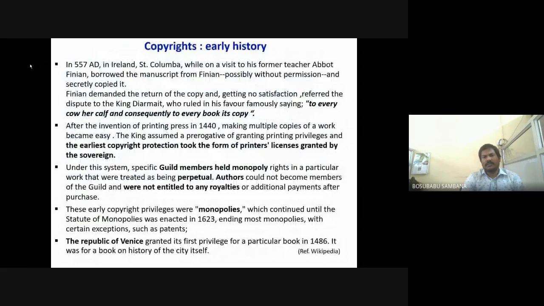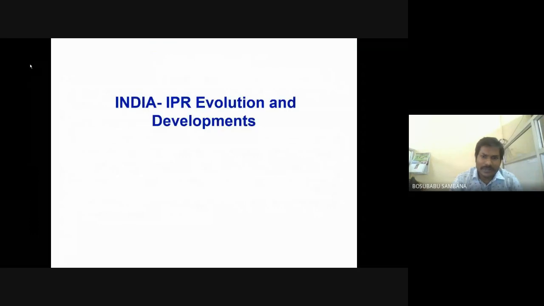And for the history of copyright, in 557 AD in Ireland, Saint Columba wrote a book, but his scholar published it directly without his permission and without his name. This is the first filing of copyright, the first process of copyright, along with the first judiciary revolution in copyright policy. Later, so many things are there. The first copyright matter was followed by Saint Columba, and so many things are there.